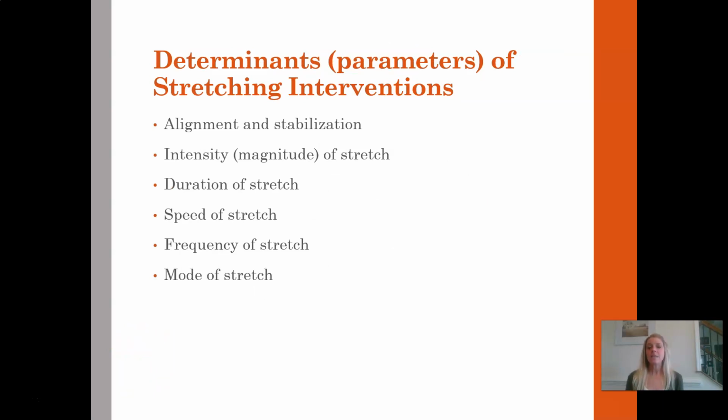Some things that we need to think about when we're stretching our patients is alignment and stabilization. Again, if we don't have the patient properly aligned, we may get some compensatory movements, and then we might not be stretching what we're actually intending to stretch. We also have to stabilize the patient to, again, make sure that we are only moving the target tissues and getting the stretch where we want it to be.